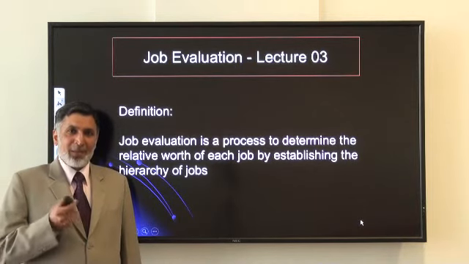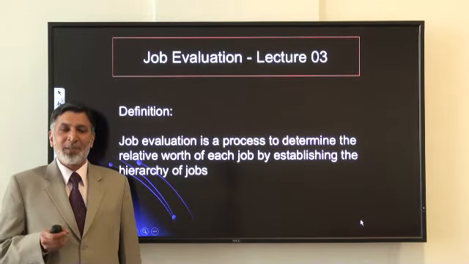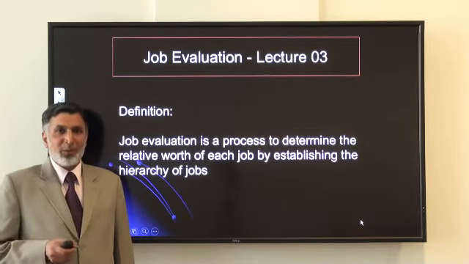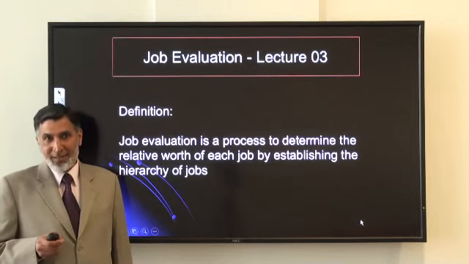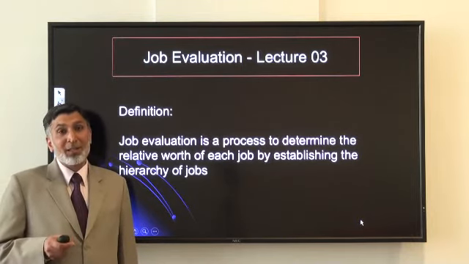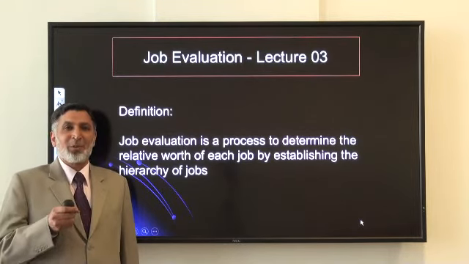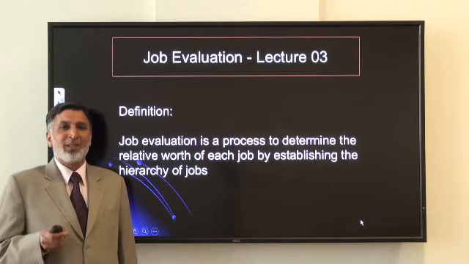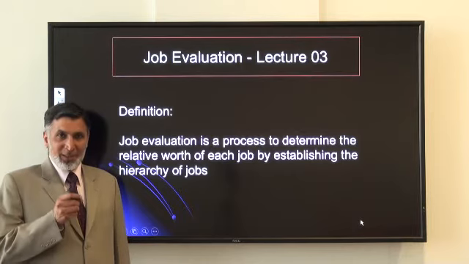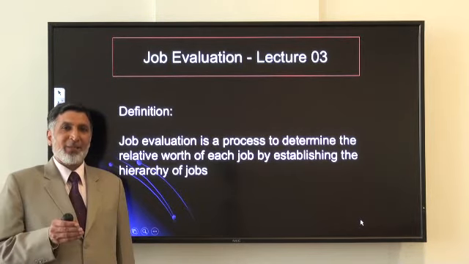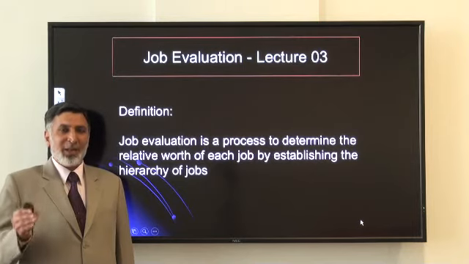It is a basic premise in job evaluation that some jobs contribute more to the success and effectiveness of the organization, and some jobs are worth more than others, and certainly for jobs which have more worth, the employee should get paid more than the others. So job evaluation determines the relative worth, how important one job is compared to other jobs.